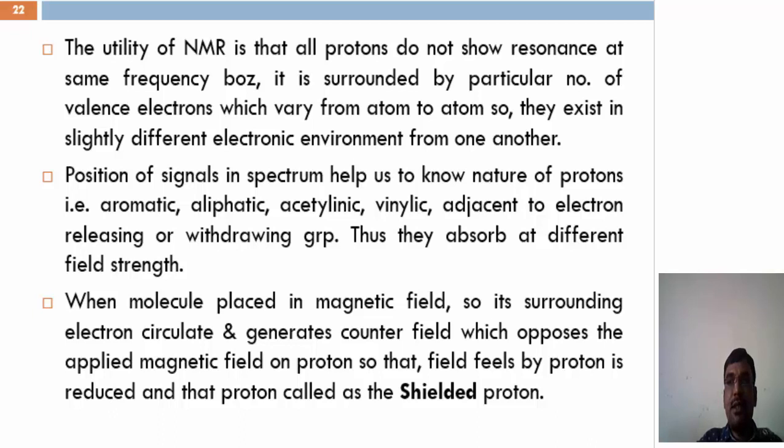The position of the signal helps us to know the nature of the proton, that is, aromatic, aliphatic, acetylenic, vinylic, adjacent to an electron-releasing or electron-withdrawing group. Thus they absorb at different field strengths. When a molecule is placed in the magnetic field, the surrounding electron circulates and generates a counter field, which opposes the applied magnetic field on the proton, so the field felt by the proton is reduced, and that proton is called a shielded proton.